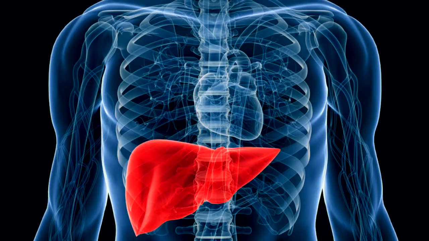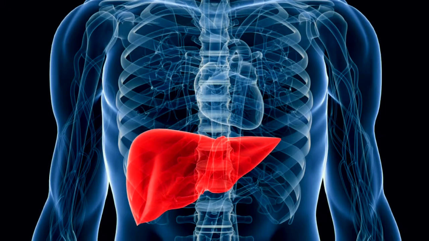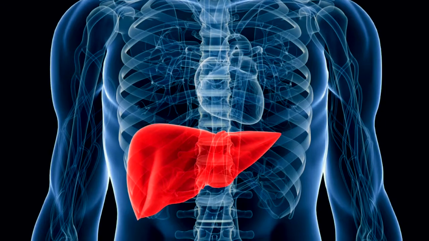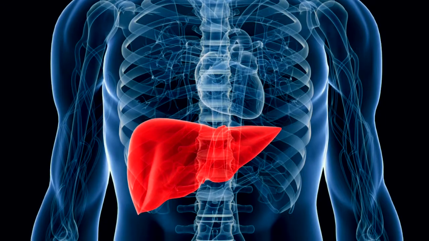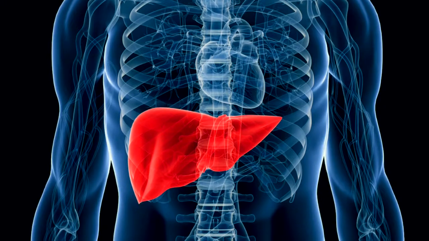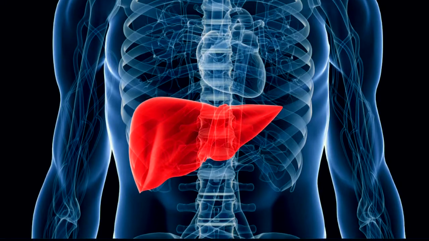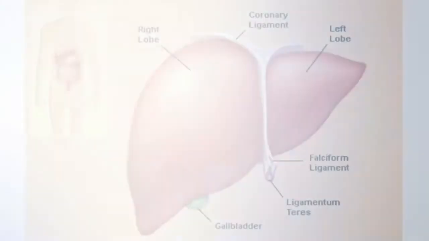The liver is responsible for many roles, but its main responsibility is to process the absorbed nutrients from the small intestine. The liver also secretes bile into the small intestine, which assists in the digestion of fats. Because of its many functions, the liver is commonly referred to as the body's chemical factory.